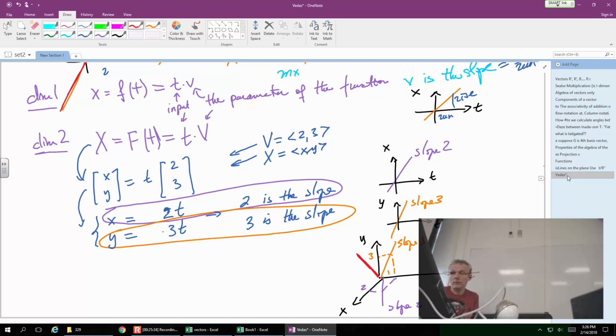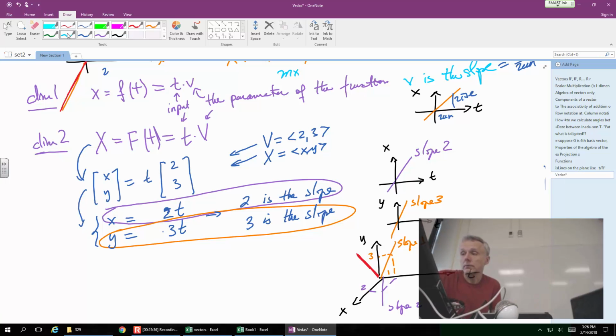There will be z here, right? Equal to 1 times t. Okay? And 1 is the slope. So we're just trying to make it three-dimensional. What happens? What happens to those pictures on the right? They will be shadows, but of what?